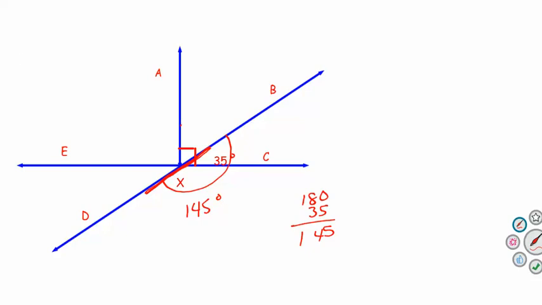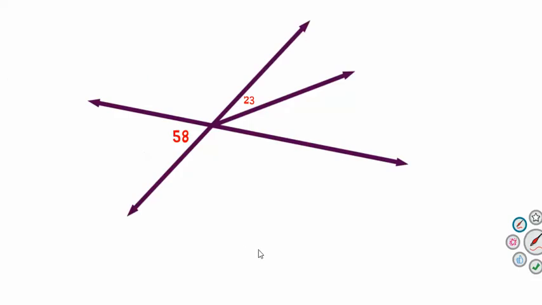Let's do another one. I'm going to show you another thing too. So if I look at, let's go to this one. If I wanted to figure out what this angle was here, angle X here, how do you think you could go about doing that? Any ideas? Pause the video if you think you have some ideas.